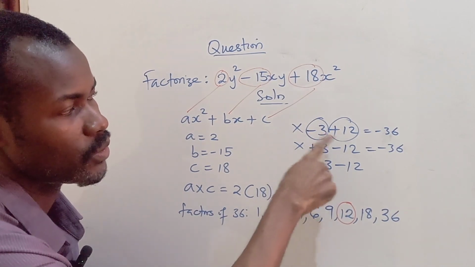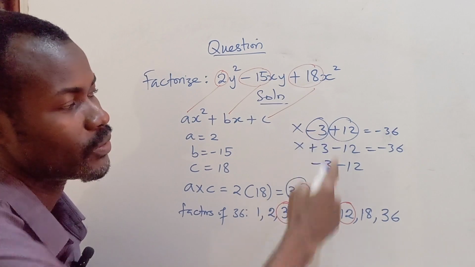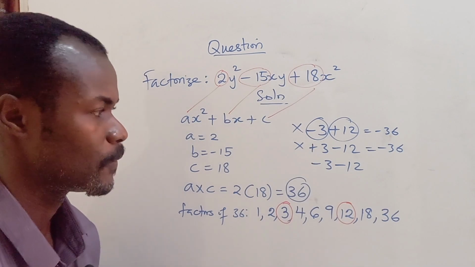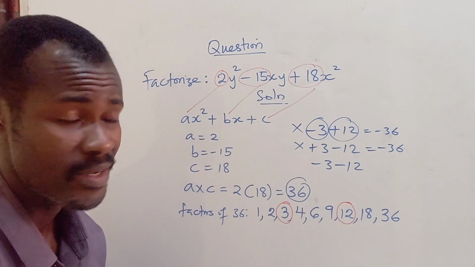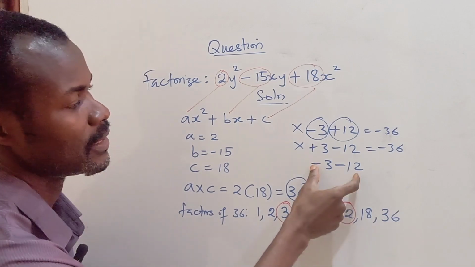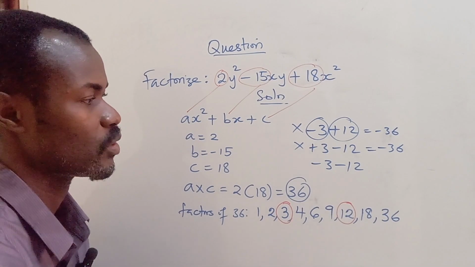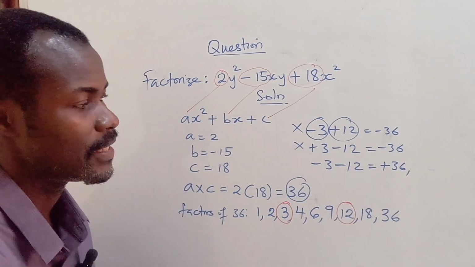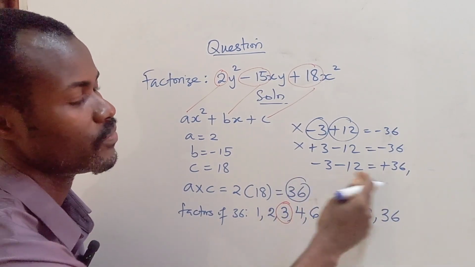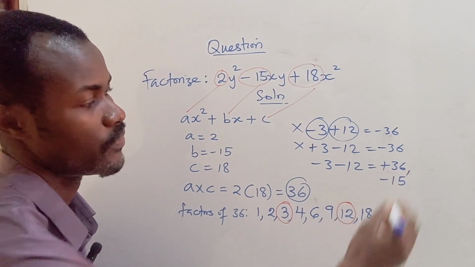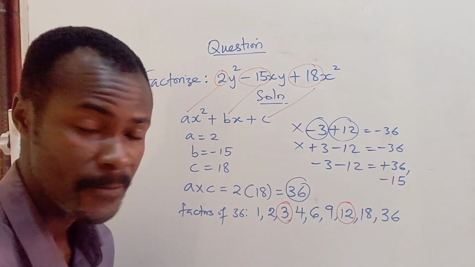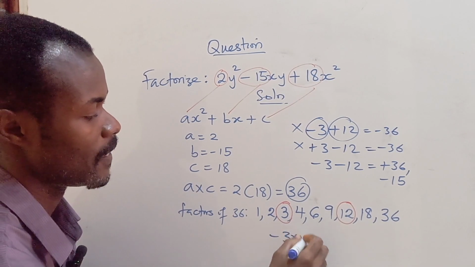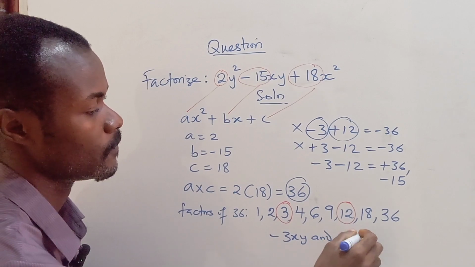And if we sum these two, for this we are going to get 9 and for this we get minus 9, but we need minus 15. What about this one? If we multiply minus 3 and minus 12, it gives us plus 36. And minus 3 plus minus 12 also gives us minus 15. So the real numbers by investigation are minus 3xy and minus 12xy.